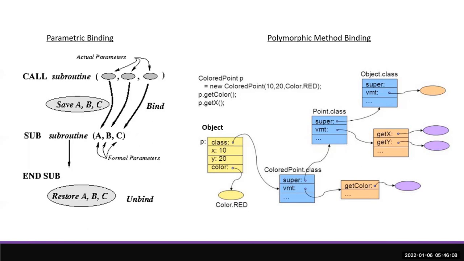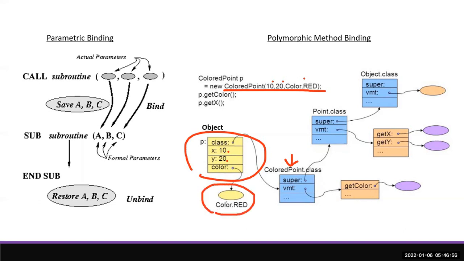The example is in Java. We can declare an object called P. The object is a color point. ColorPoint is a class that inherits from Point, and Point inherits from the Object class. Right here we declare an object of ColorPoint with the values 10, 20, and color red. This P is an object of the color point, and X and Y are fields, so you have the values. Then the color object you assign with Color.red.